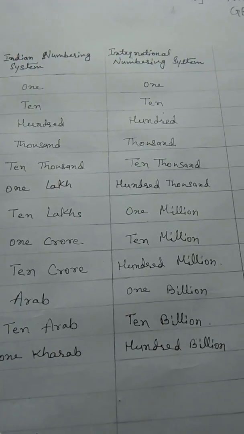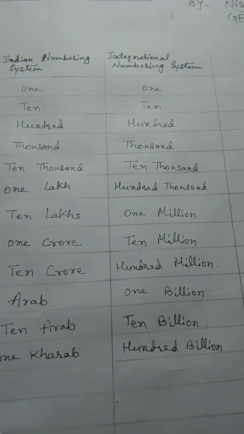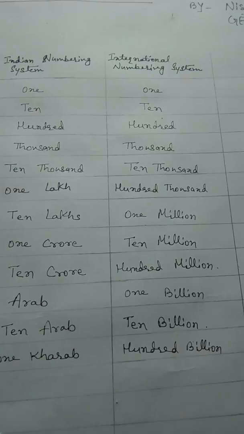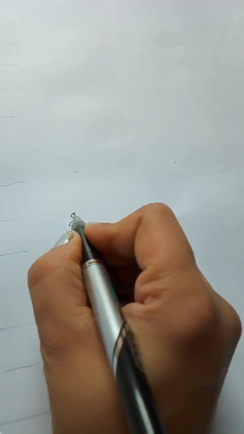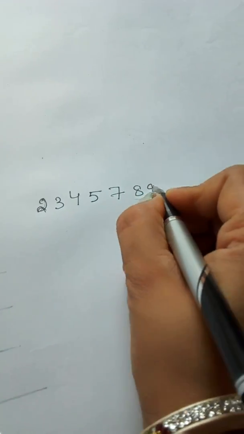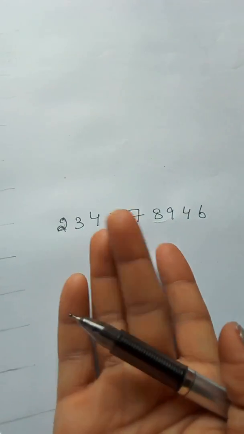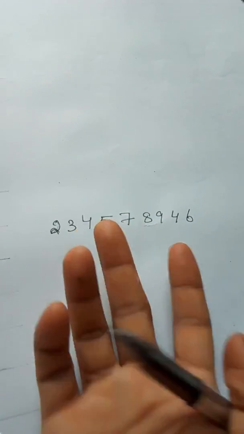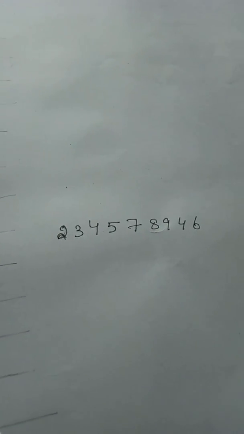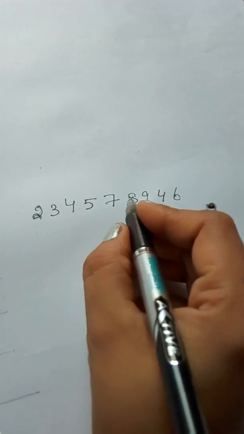So till now we have seen the smallest numbers of different digit lengths, how they are represented as powers of 10, and their number names according to the Indian and international numbering systems. Now let's see how we read a number. For that, let's take the number 234578946. How do we read it according to the Indian and international numbering systems? Let's see the Indian numbering system first. Where do we put commas?